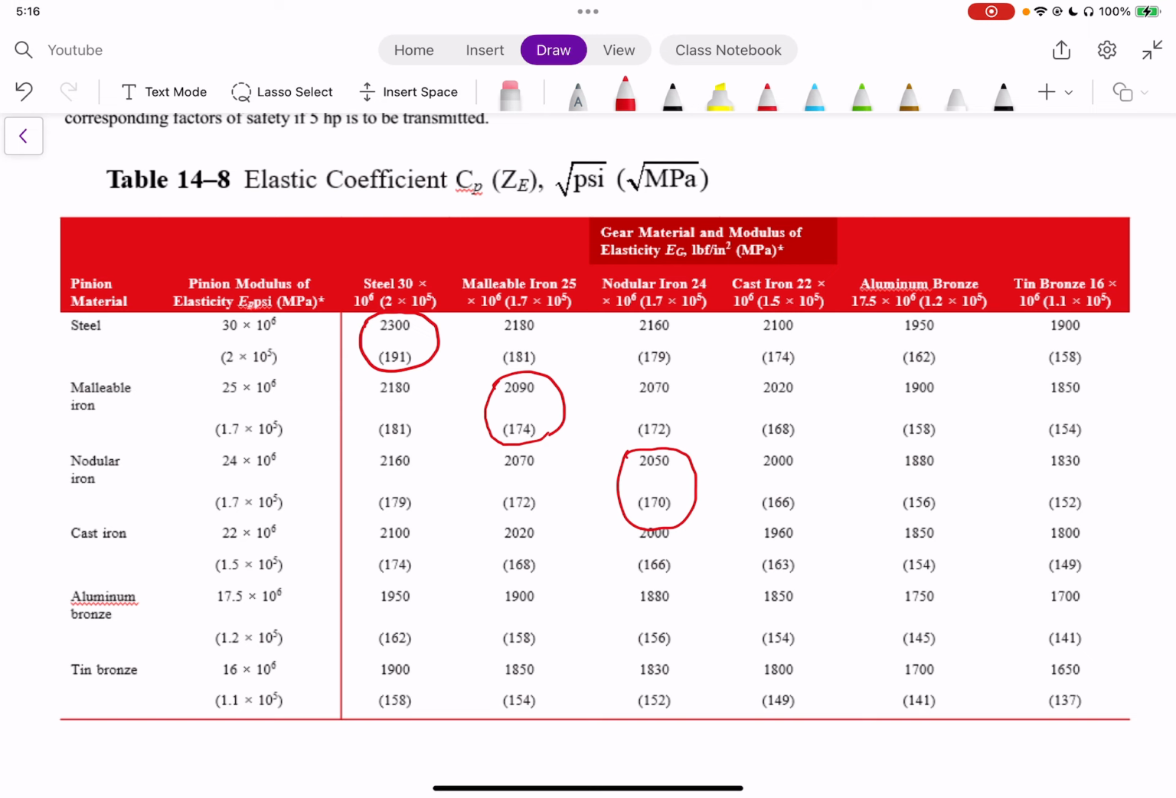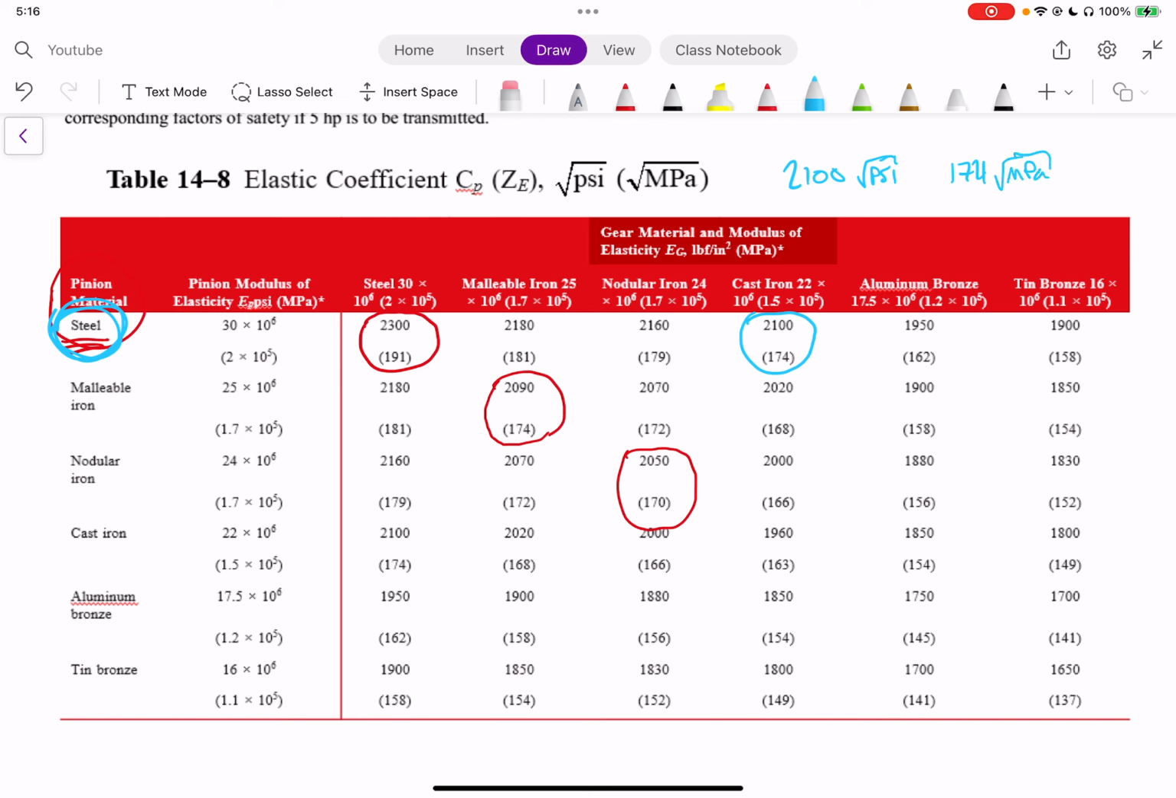So we know in our case, we have a pinion material of steel. So we're going to use steel. And let me use another color just so that we can see it. We have steel, and we know that our gear material is cast iron. So we're going to go to steel and cast iron, and we can see that steel and cast iron would give us 2,100 square root of PSI, or 174 square root of megapascal. So we're going to use that value as Cp.